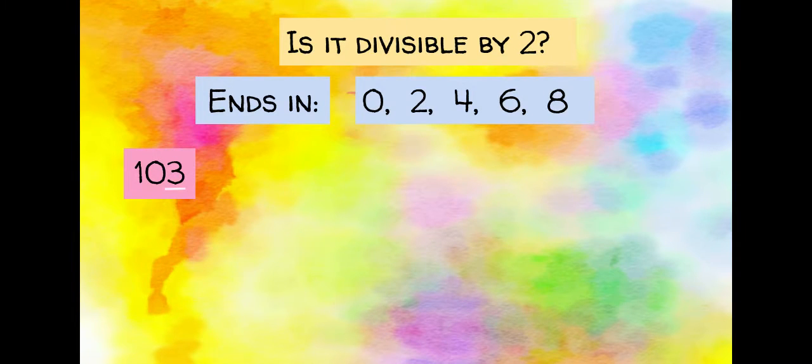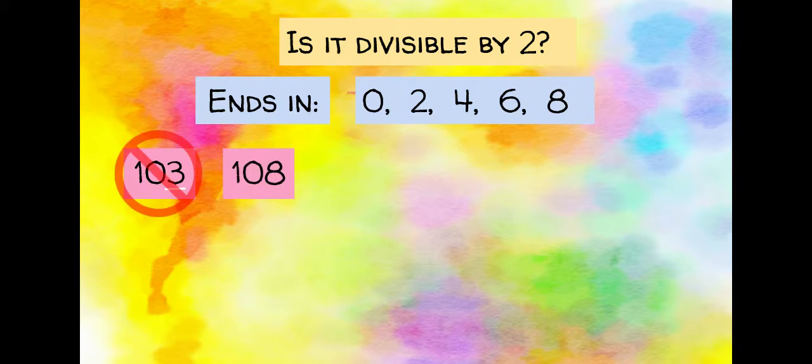So is 103 even or divisible by 2? It ends in a 3, so no. What about 108? It ends in an 8. Oh, that's one of the numbers. It's even. It's divisible by 2. 1,117 ends in a 7. No, that's odd.